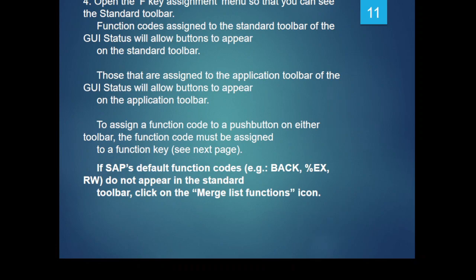Open the FK assignment menu so that you can see the standard toolbar. Function codes assigned to the standard toolbar of the GUI status will allow a button to appear on the standard toolbar. Those that are assigned to the application toolbar of the GUI status will allow buttons to appear on the application toolbar. To assign a function code to a push button on either toolbar, the function code must be assigned to a function key. In SAP's default function codes, back, %ex and rw do not appear in the standard toolbar. Click on the merge list function icon.